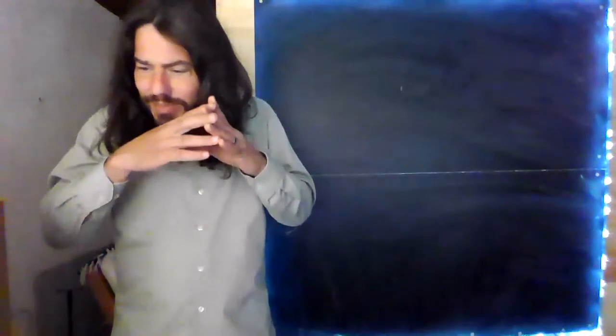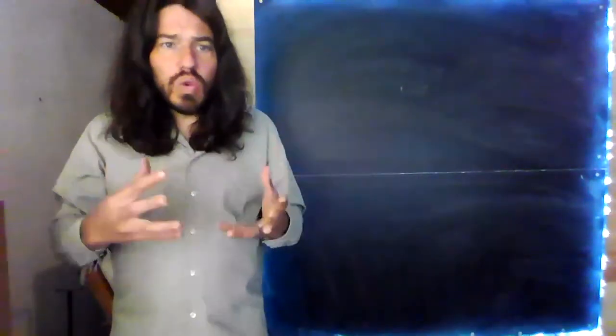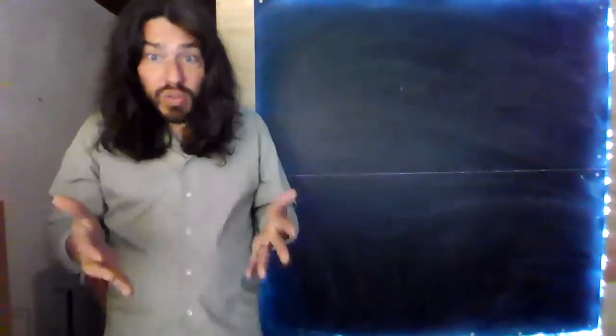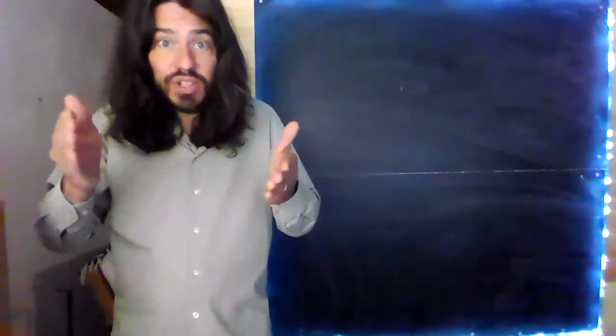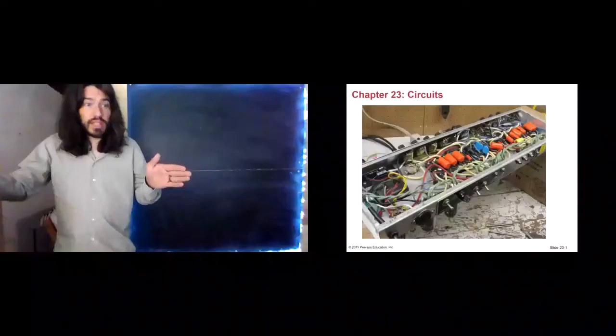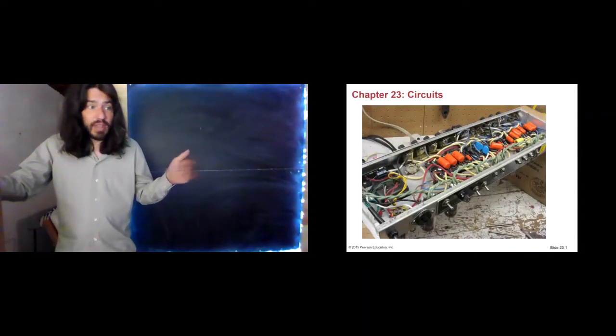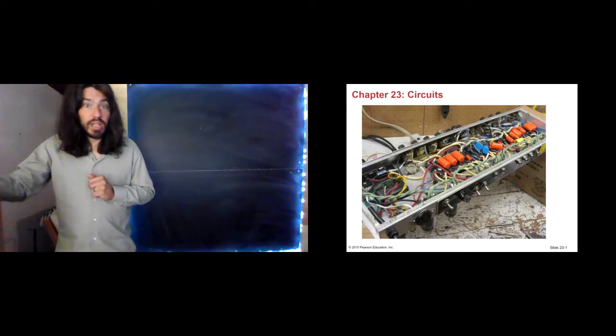But if we're going to create some device and use those currents to do something useful, we need to put it together in a circuit. That's what this chapter is all about. This is one of my favorite circuits of all time. This is a 1965 Deluxe Reverb guitar amp made by Fender.